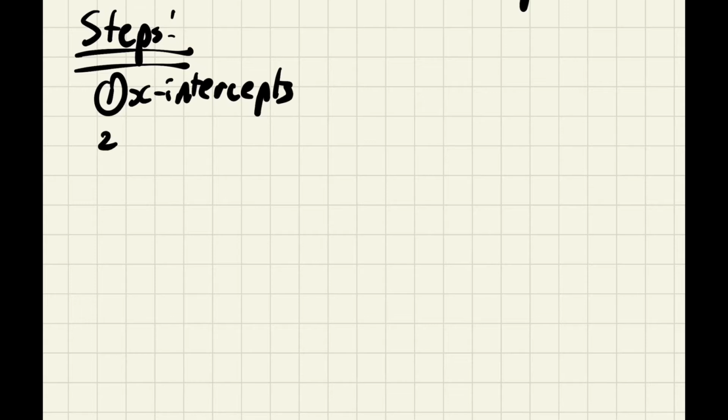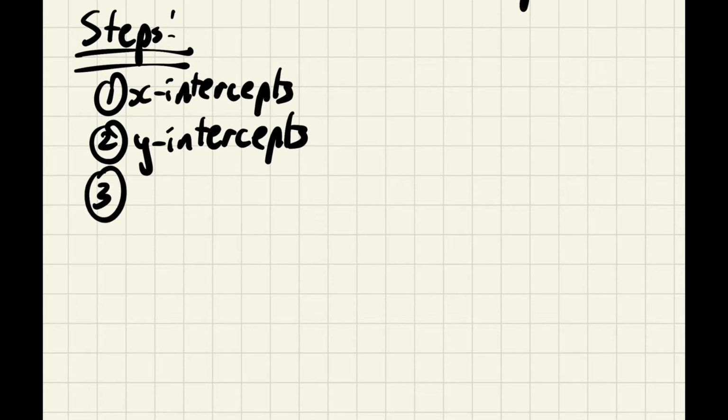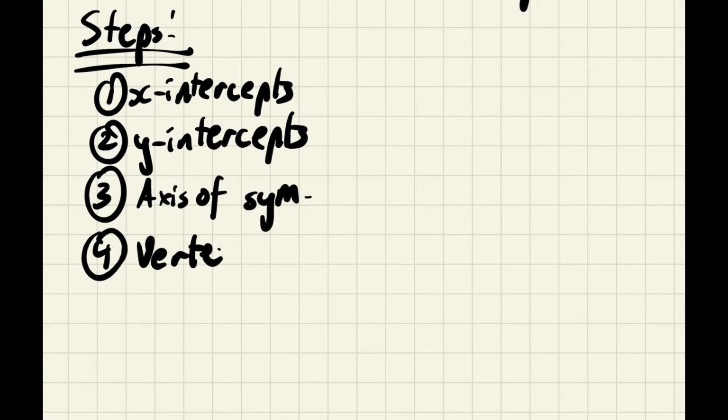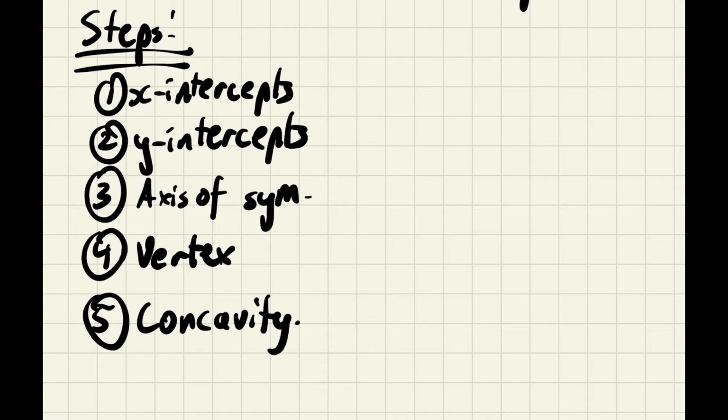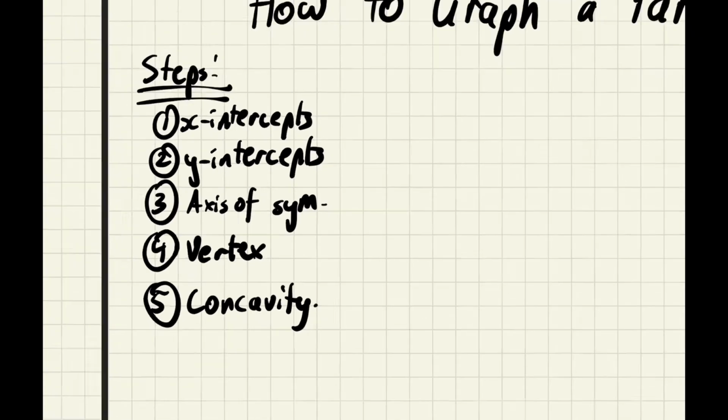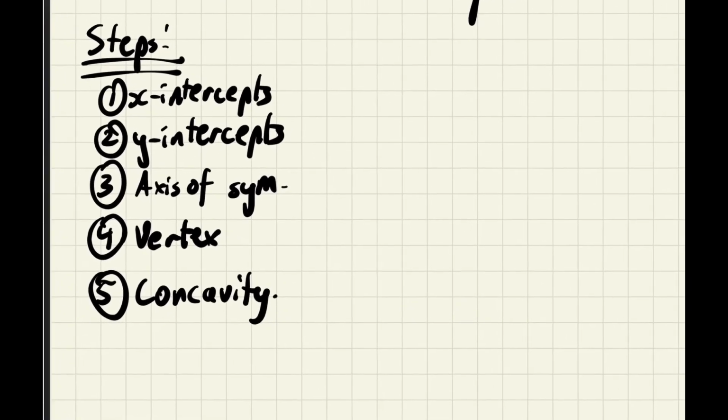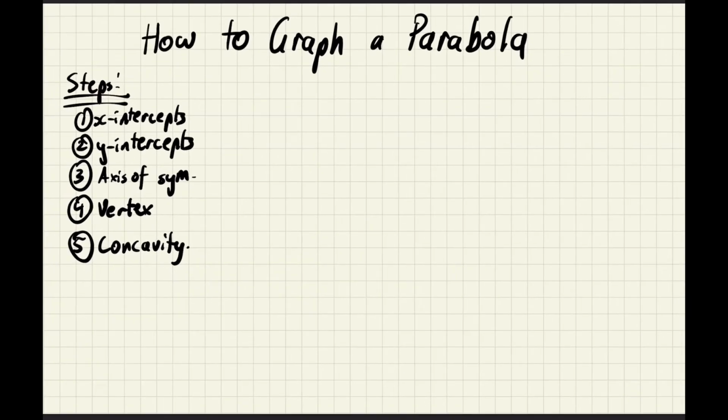Then we need to move on and find our y-intercepts. Then we need to consider our axis of symmetry. Then we need to consider our vertex. And then finally we can round off with a discussion about whether the parabola is concave up or concave down. Let's go through what each of these steps means in turn by considering an example.